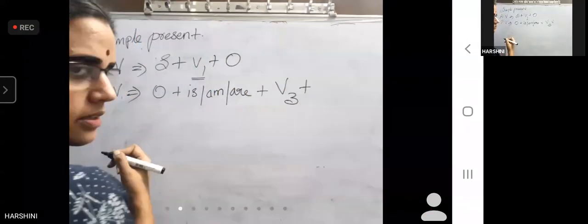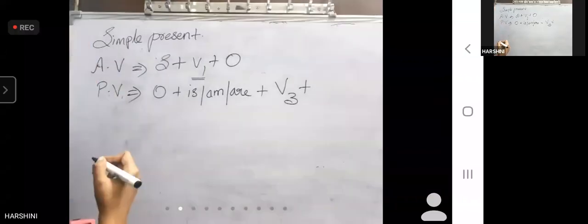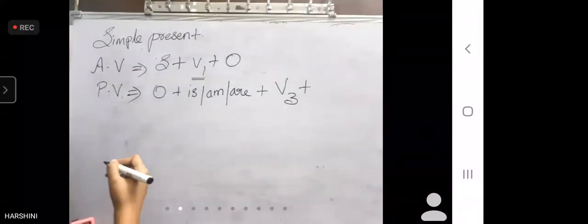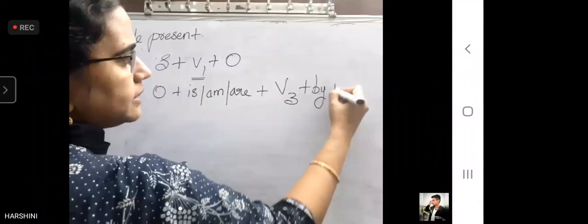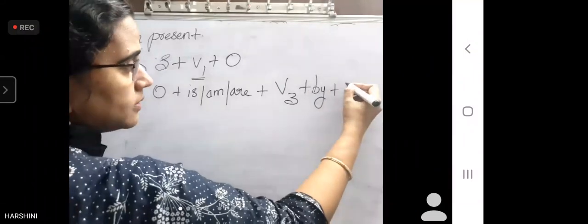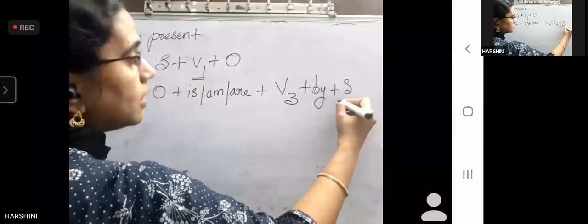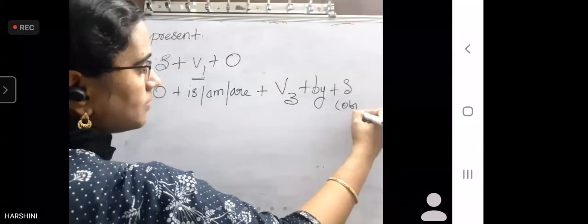V3. Plus what comes after this? By. After V3? By. And after by? Subject. Subject in objective form. Yes, subject in objective form.